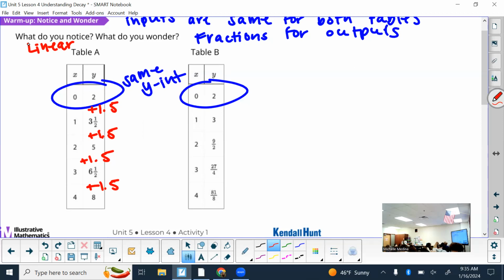Now, can we figure out the pattern in table B? So like table B, what's one way that I could go from 2 to 3? You could try adding 1. Now see if that's consistent throughout. Is 3 plus 1 9/2? Right, no, so that must not be the pattern. Is there another way I could go from 2 to 3? Or from 3 to 9/2, or from 9/2 to 27/4?